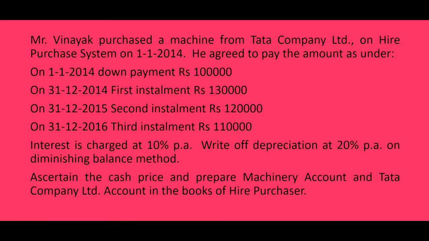On 31/12/2015, second installment rupees 1,20,000. On 31/12/2016, third installment rupees 1,10,000. Interest is charged at 10% per annum. Write off depreciation at 20% per annum on diminishing balance method. Ascertain the cash price and prepare machinery account and Tata Company Limited account in the books of hire purchaser.